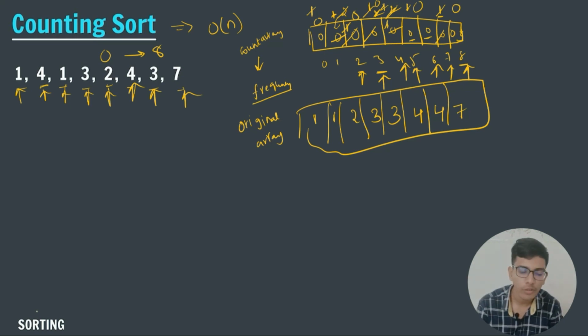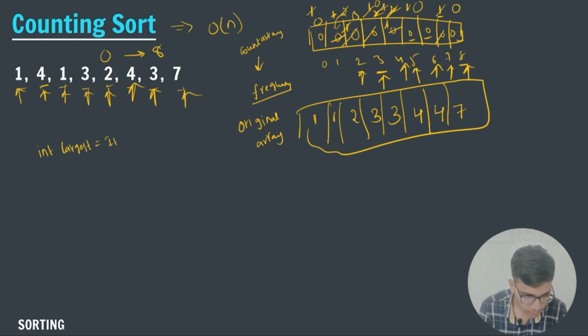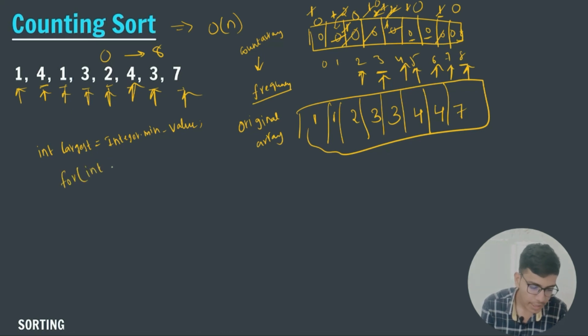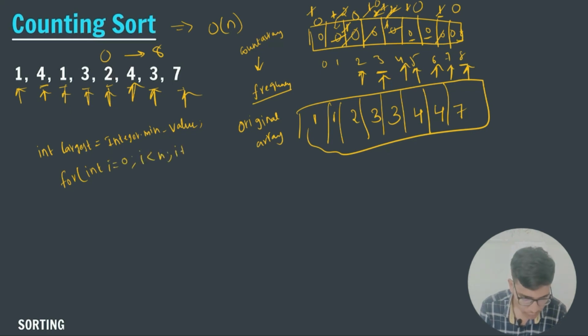So let us write the pseudocode for counting sort. First of all, I need to create a count array. To create the count array, first let me create a variable int largest equals Integer.MIN_VALUE. After that, let me run my loop. I'm running my loop and taking the number of occurrences at each value, at the given element range. So I will start int i equals 1, and i should be less than n. After that, i plus plus.